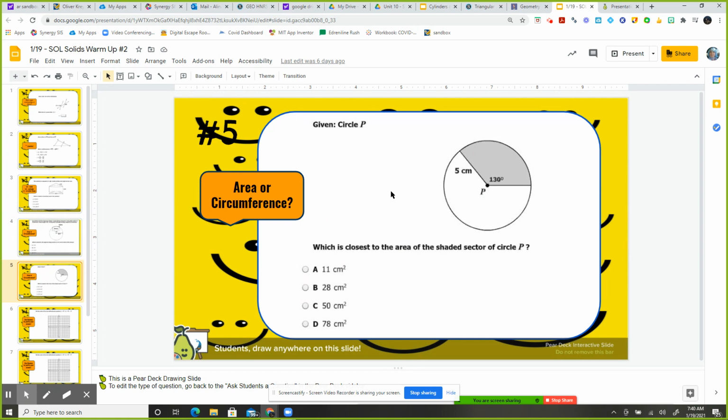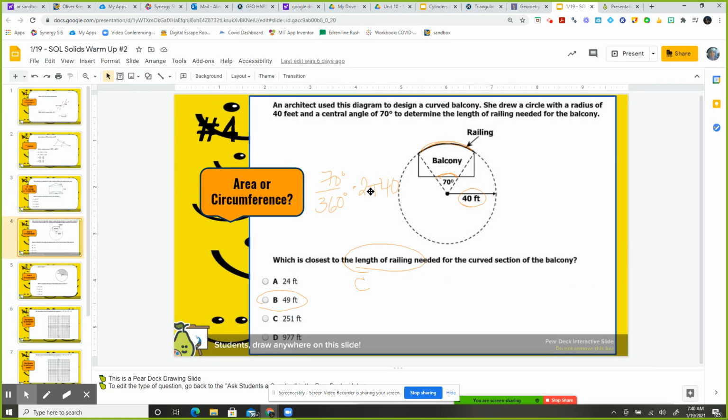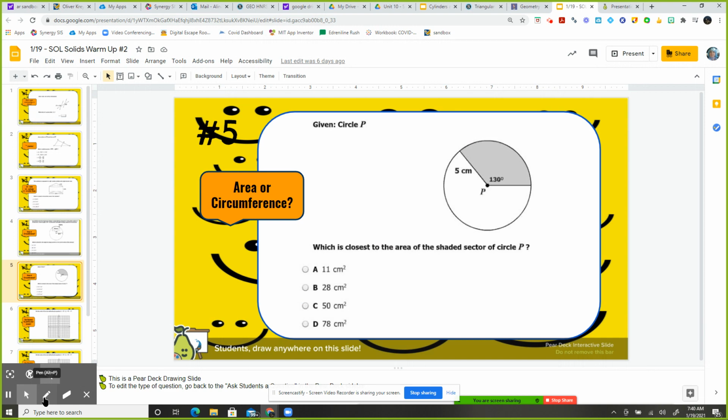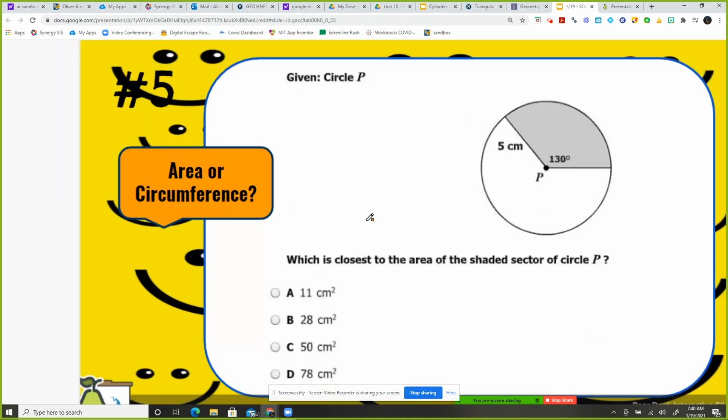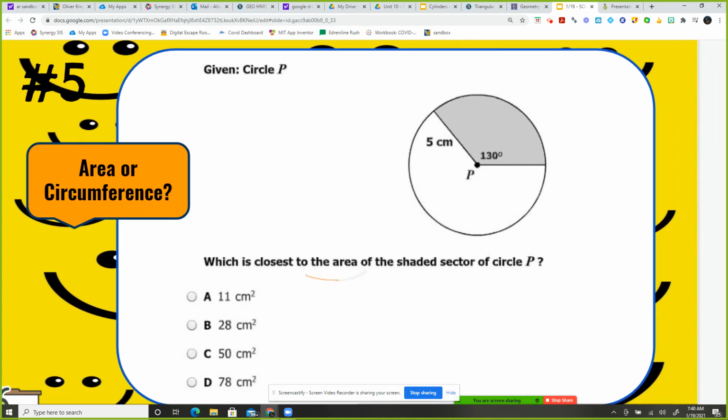Question number 5 is exactly the same thing, with one tiny exception. Here, we're looking for the area. So we still start with the angle. Remember, central angles are the same inside and out. So 130 degrees divided by 360 times the area, which is pi r squared. So 5 squared. Put all of that in the calculator, and I want to say you get 28. Was that the correct answer?